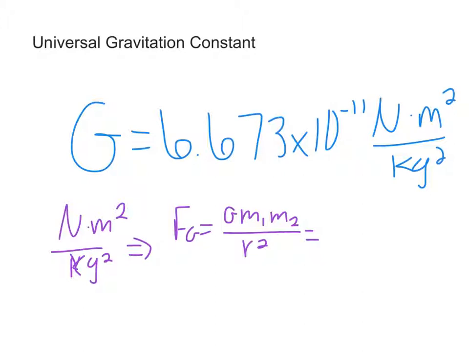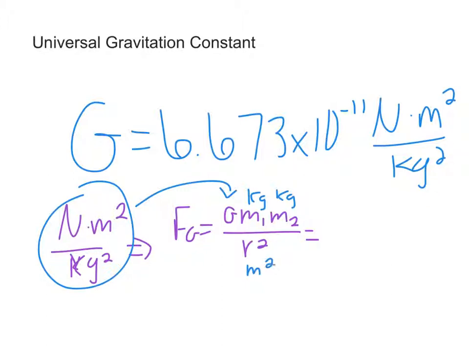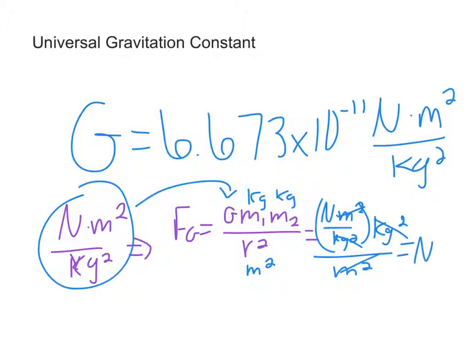The units for G are newtons meters squared per kilogram squared. Mass are both in kilograms, and the radius is in meters squared because it's squared. So that gives us, for G, newtons meters squared per kilogram squared times kilograms squared over meters squared. Those all cancel, and you're left with units of newtons. So, force of gravity, force of gravitational attraction, reduces to units of newtons.